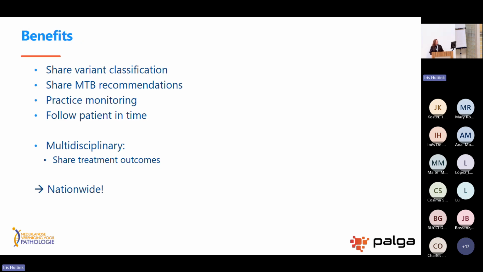Benefits of having the cBioPortal is share variant classification, share also MTB recommendations, also for practice monitoring, also follow patients in time. Of course, we feel this is a multidisciplinary effort, so it's not only pathology, but we really need the oncologists on board as well, because we need the clinical data to make sense of also the pathology data. And we need to do this nationwide, so all pathology labs will be included in this project.